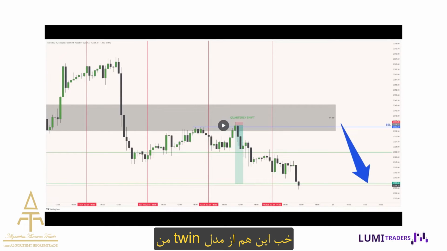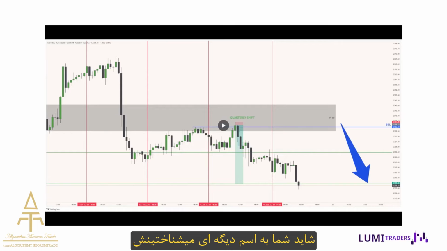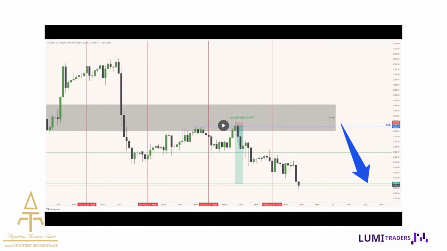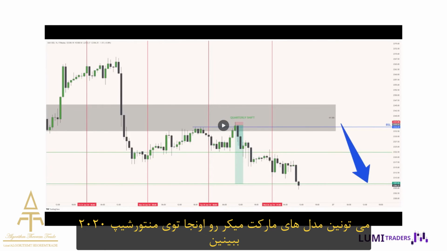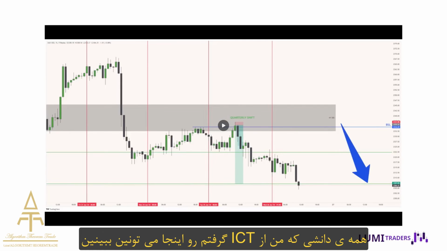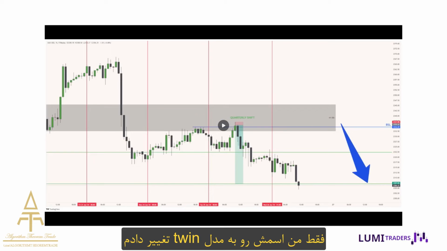So here is my twins model. Maybe you have another name for this. Maybe you traded that before. That's totally fine. I just decided to call this twins. Once again, I didn't invent anything. Everything is available on the ICT YouTube channel. You can study market maker models there, the 2022 mentorship. All this knowledge that I got from the ICT YouTube channel is here. Just call this the twins model.